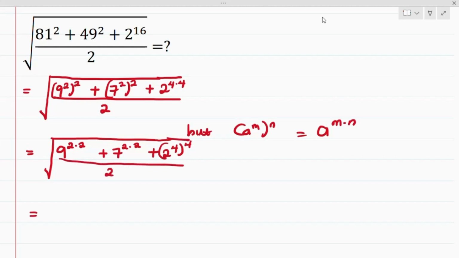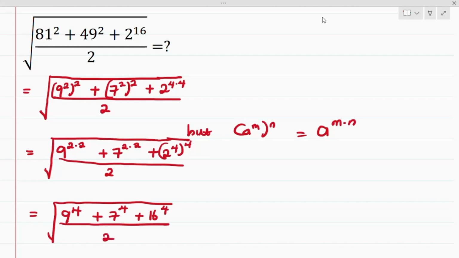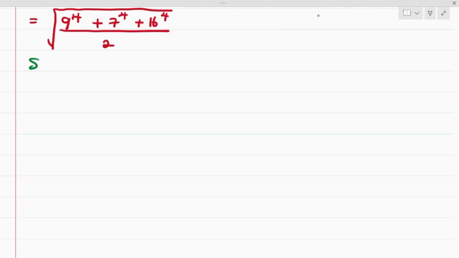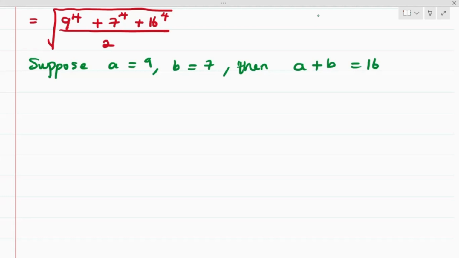So we have this to be equal to the square root of, so we have 9 raised to the power of 2 multiplied by 2 is 4, plus 7 raised to the power of 2 multiplied by 2 is 4, plus 2 raised to the power of 4 is 16, and this is raised to the power of 4, and this is going to divide 2. So at this point we are going to say, suppose that A is equal to 9 and B is equal to 7. Then we can easily say that A plus B is equal to 16.